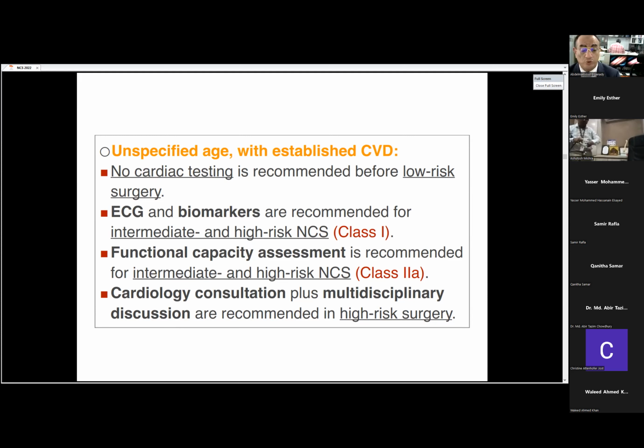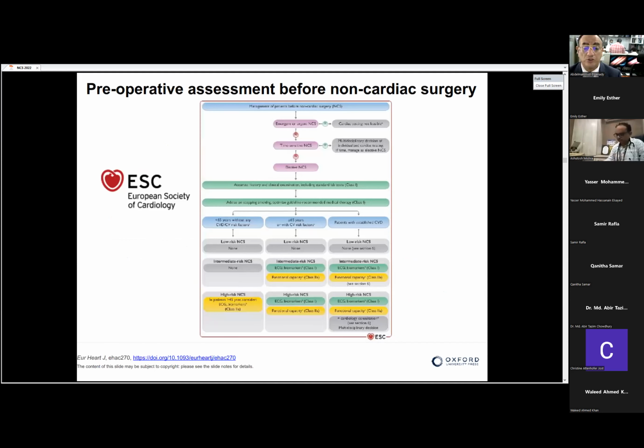Functional capacity class 2A and cardiology consultation with multidisciplinary discussion are recommended in high risk surgery. And this is the algorithm, a very easy algorithm. If you have an emergency, so no need for cardiac testing, you have to proceed for non-cardiac surgery to save the patient's life and organs.